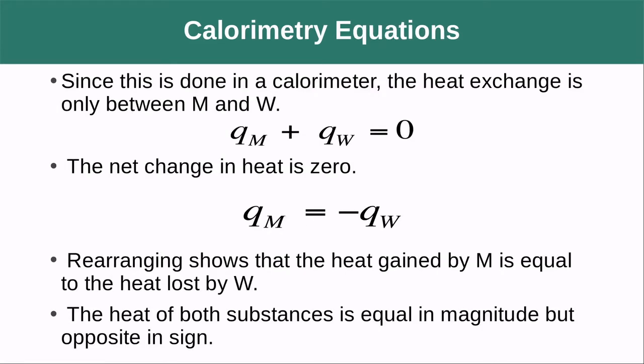In a scenario like this, the heat released by the metal plus the heat gained by the water is going to sum together to be 0. These have opposite signs, so we can see that the heat of the metal is going to equal the negative heat of the water. They're going to have the same magnitude but different signs in this case.